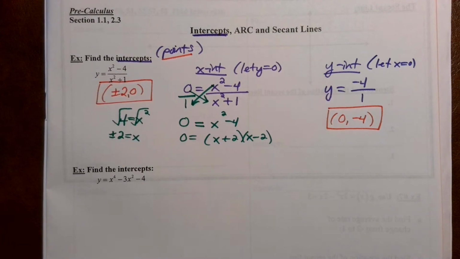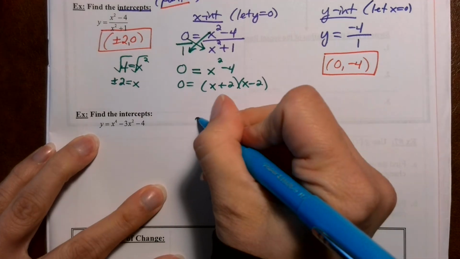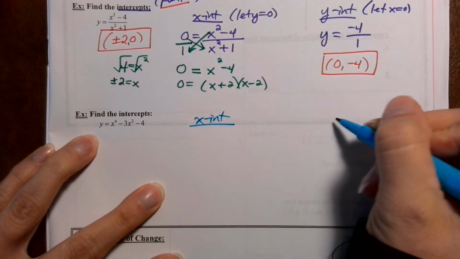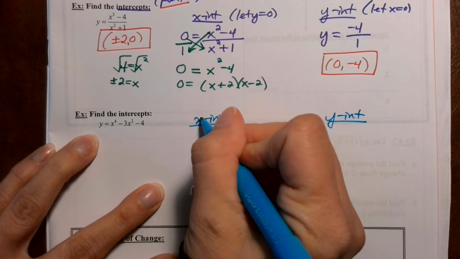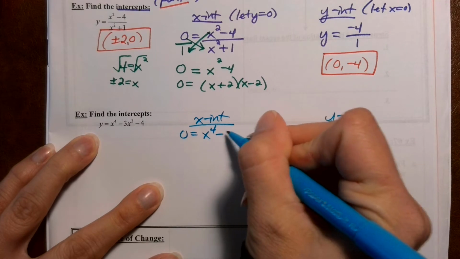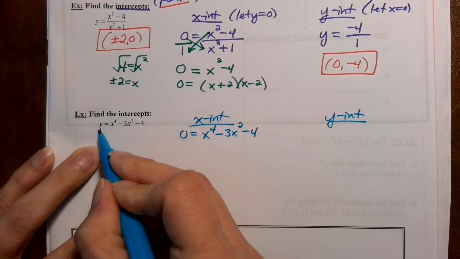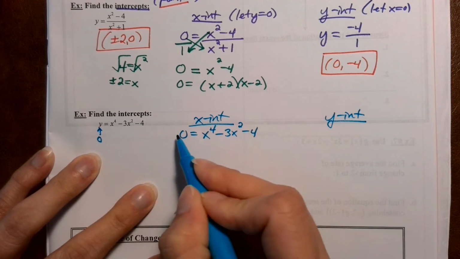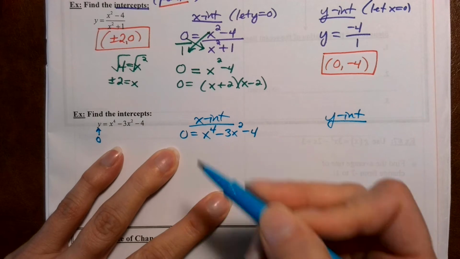Okay, let's do another one here. Find the intercepts for this quartic. It's a quartic problem, okay? So I'm going to organize my work. x-intercepts, y-intercept. To find an x-intercept, I let the y number be 0. Okay, so in a problem like this, I'm letting the y number equal 0. And this is an equation with an equal sign. If you have an equation, you can solve it.